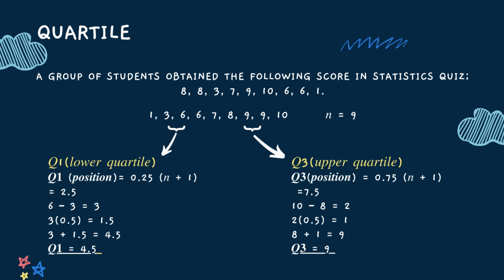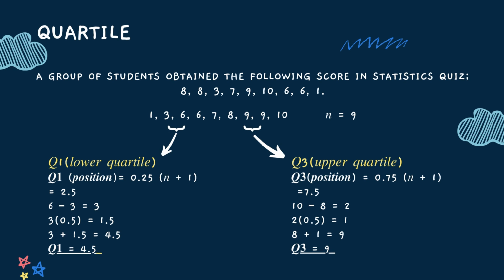We have the total number of data, which is 9. So for the lower quartile, or the position of Q1, we will be using 0.25 times n plus 1. So again, the value will be 0.25. In the 0.25 position, in between is the 3 and 6. You can go ahead and check the arrow again, or the bracket, the first bracket, and the 3 and 6. So in between the 3 and 6 is the value of the 2.5 data.